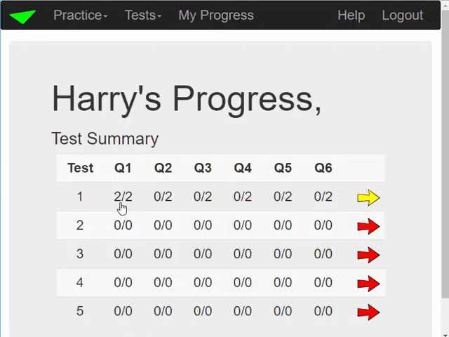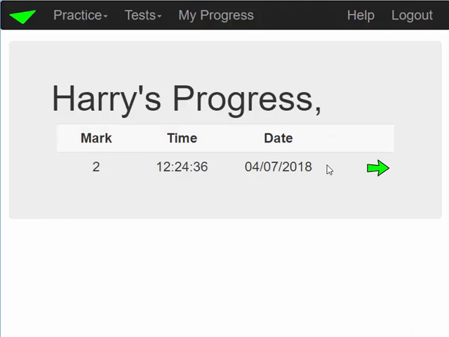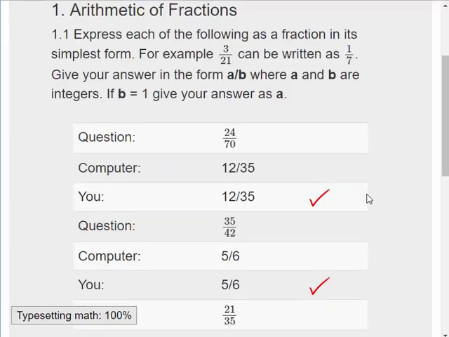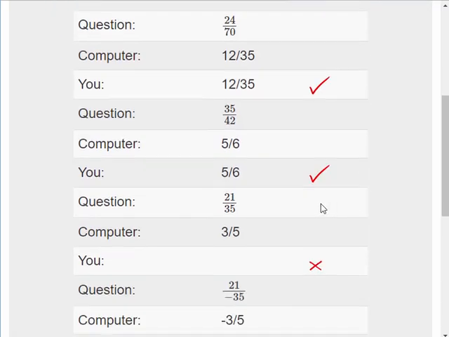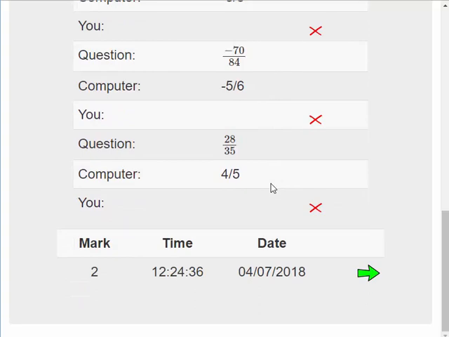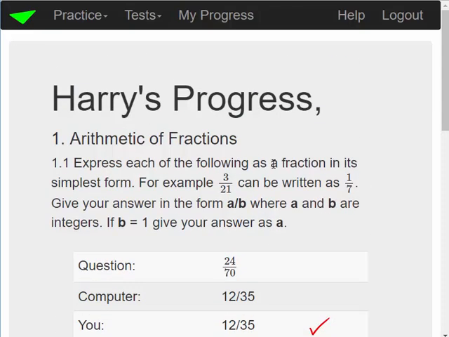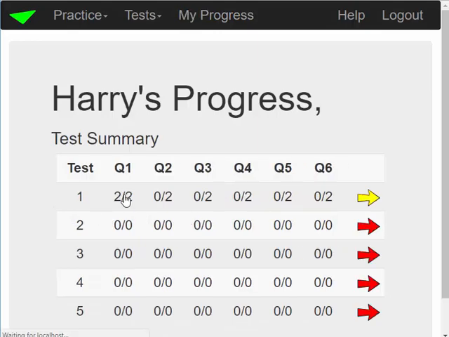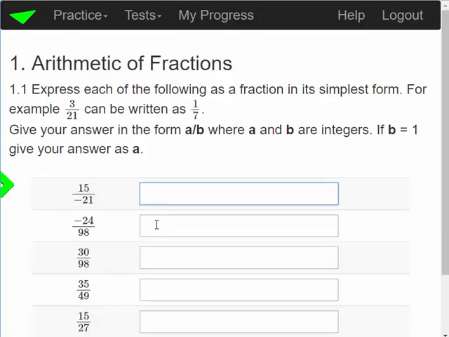So my progress is saying that we've answered 2 questions and we got 2 right, and if we click the arrow here, the arrow says that there is only one test, and if we click on that arrow it says 12 out of 35 was correct and 5 out of 6 was correct, but all the other answers were wrong because we didn't submit anything.